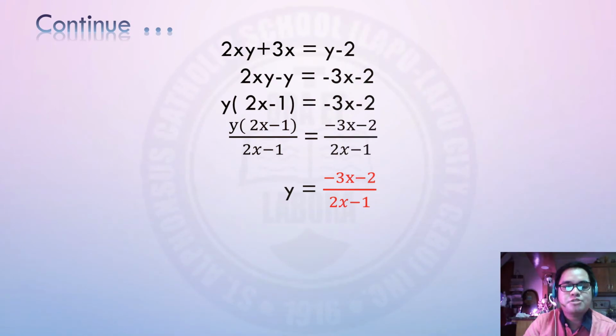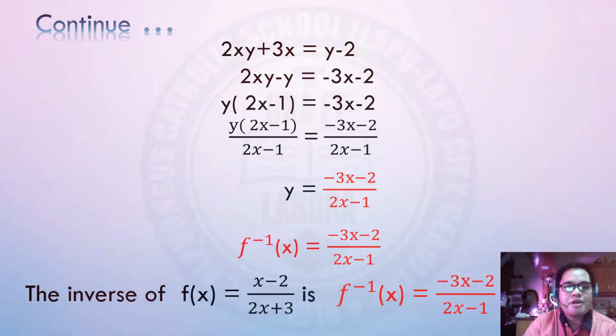And after which, we are going to make this y into this notation, which is f inverse of x equals negative 3x minus 2 over 2x minus 1. Therefore, the inverse of f of x equals x minus 2 over 2x plus 3 is f inverse of x equals negative 3x minus 2 over 2x minus 1.